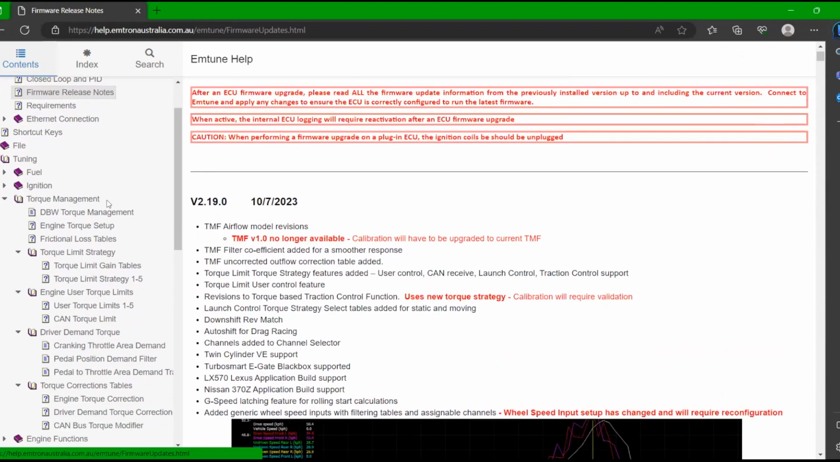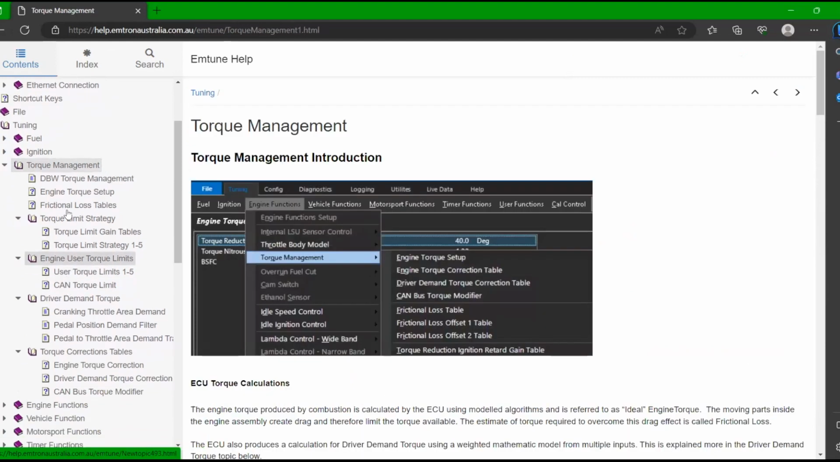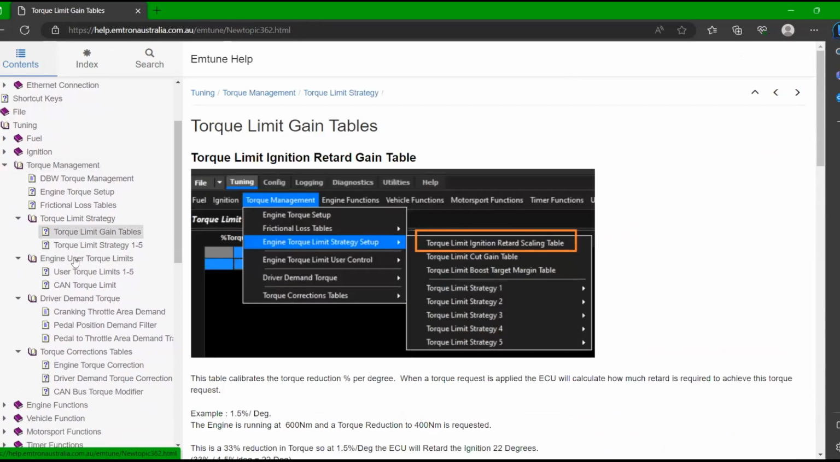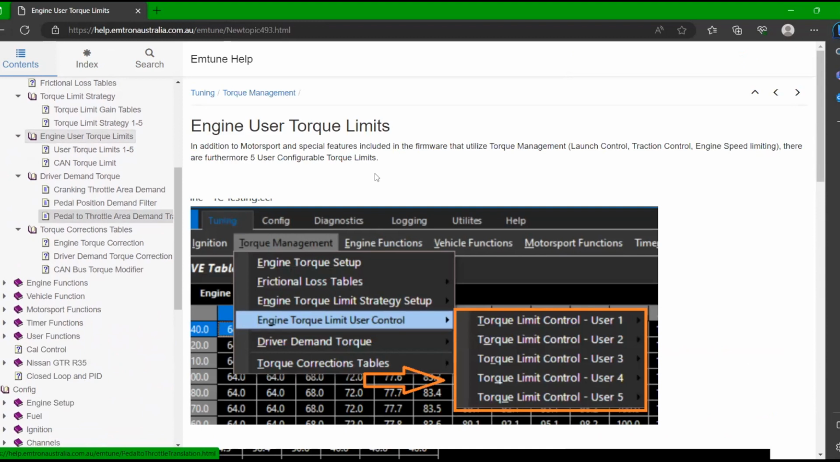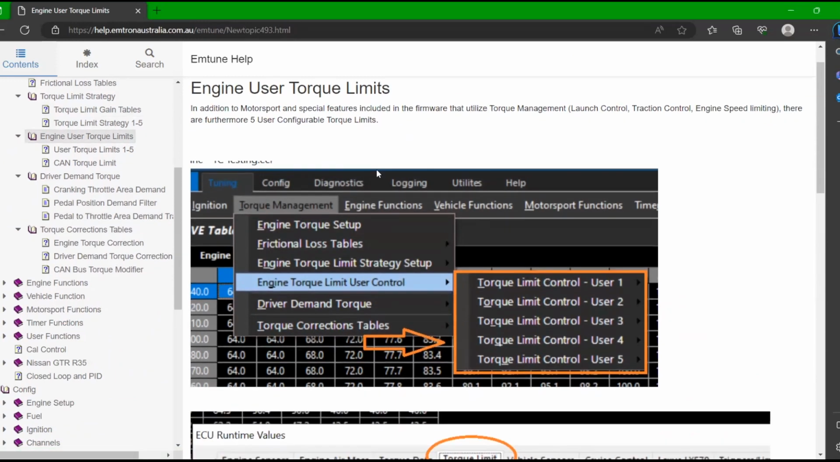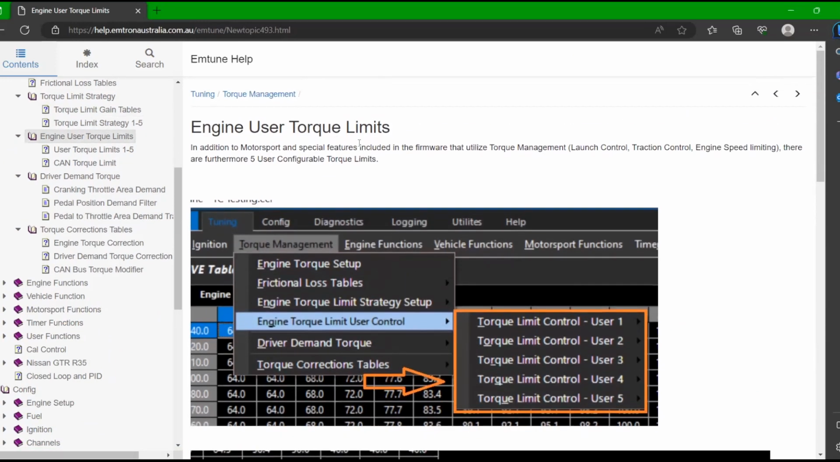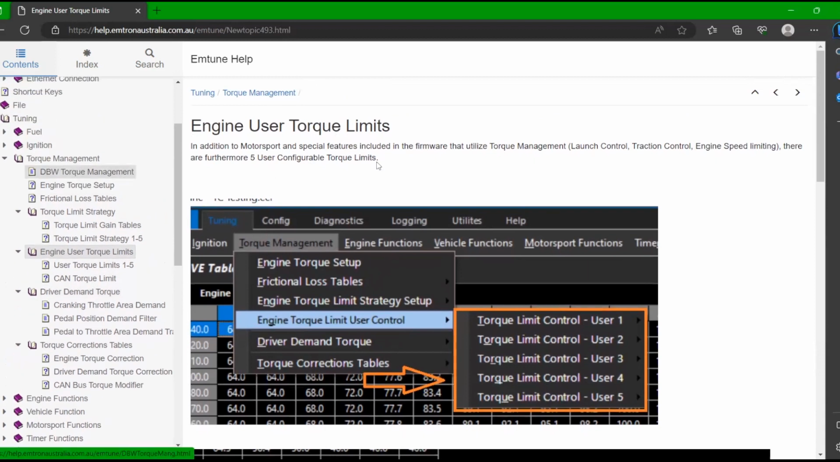Then we've got a bit more fleshed out in the torque management side of things. We've added topics for all the torque limit strategies and how they work, user torque limits, etc. And this will continue to be updated. Obviously, it's online, so over the next couple of weeks, we'll keep fleshing this out and push the updates out, so we fill this out as much as we can before everyone starts using it.